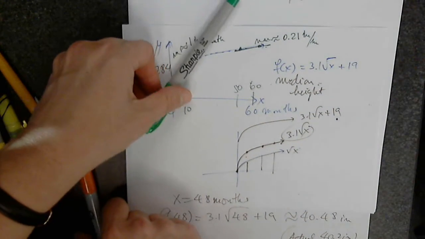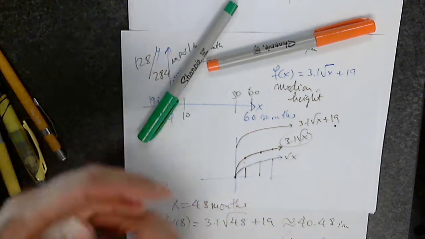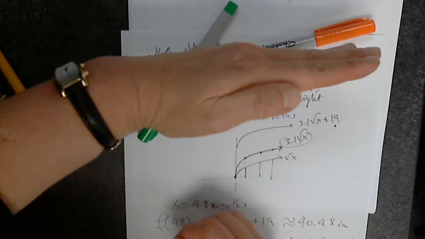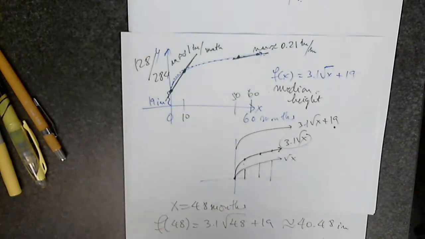Is this a steeper slope than this one? Of course, this is much steeper. You don't want to hike on this. You would rather hike on this, right? So this is much steeper than this. So it makes sense because between 0 and 10 months, kids grow much faster than between 50 and 60, right?